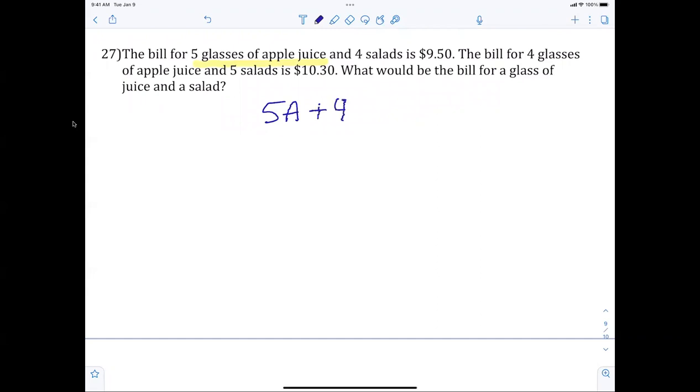I hate writing S's, but I don't see any alternative. So 4S. And that equals how much? Yes. Now you understand, right? It's easy. Now tell me the next one. 4A plus 5.